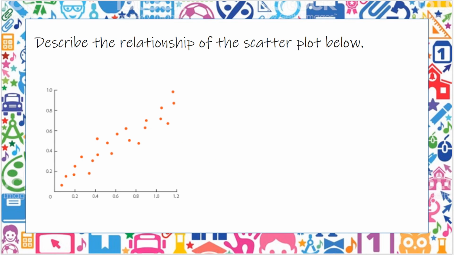Okay, describe the relationship of the scatter plot below. This one, if you notice, the data is going up to the right. This is just like our slope. When something is going up and to the right, it is a positive slope.